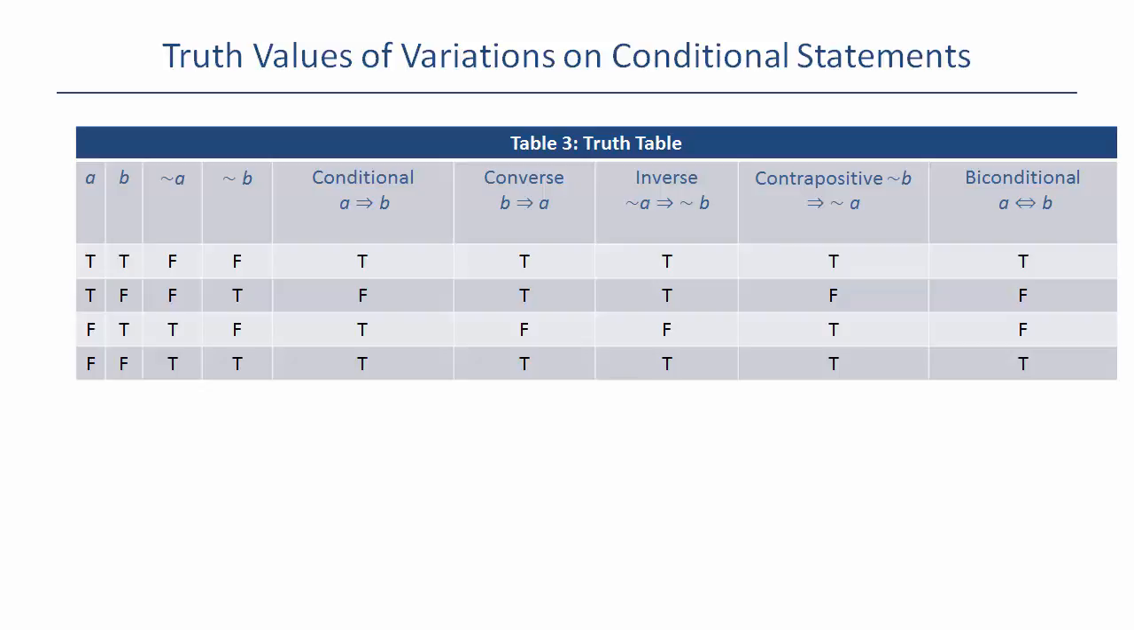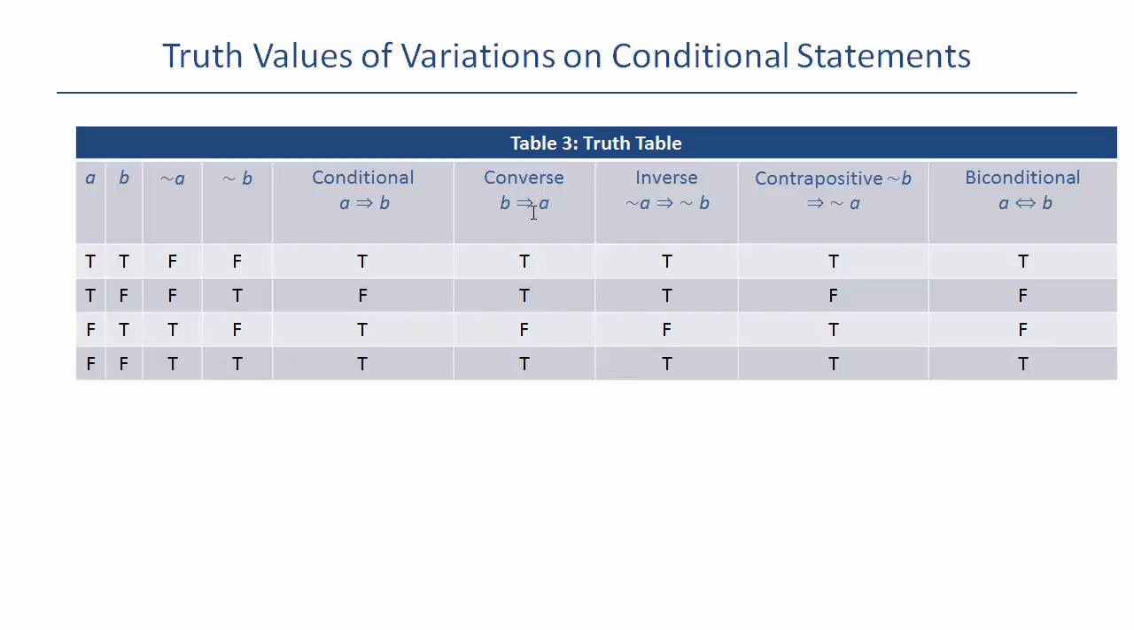Truth values for all of these statements. So we start with the standard A and B, and then we just write down the negations of A and B just so we have them there for reference. Okay, the conditional, we've already seen this, right? A implies B is true everywhere except for when the first part is true and the second part is false, which is this case right there.